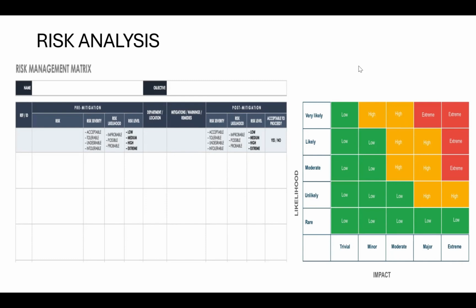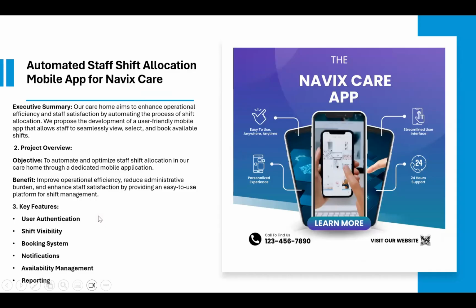But let's quickly talk about the risk in the RAID log. For every project, there will be a risk. What is a risk? A risk is anything, whether positively or negatively, that can affect the outcome of the project. Now, looking at our Naviscare project, can we identify any risks to this project?